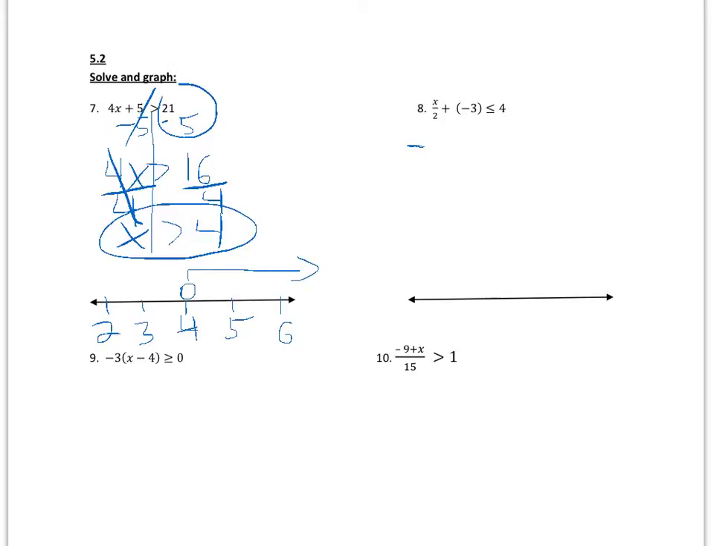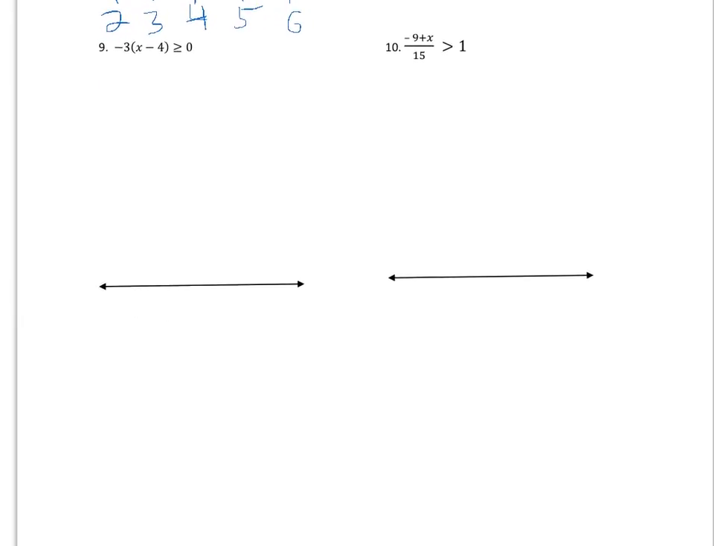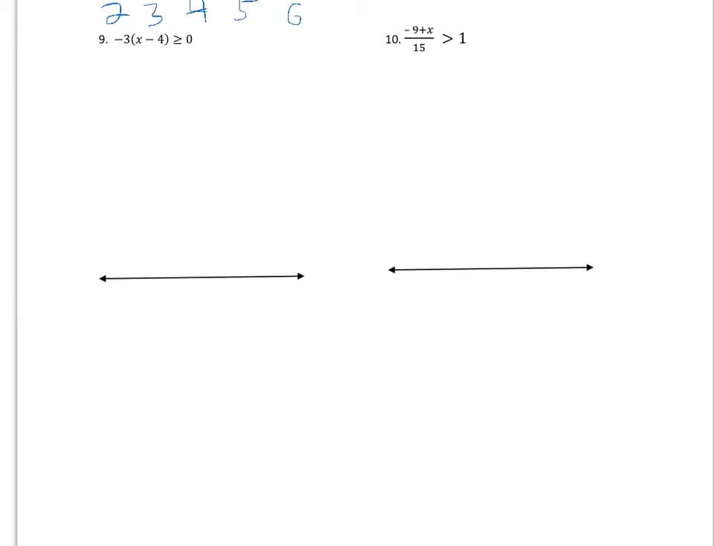Okay, let's skip down. Let's do number 9. Again, what should stand out are those parentheses. We always say those are the flashing lights. Let's get rid of it. So we're going to distribute this -3. So I do the arrows. -3 times x is -3x. And then -3 times that -4 is plus 12. And then I have greater than or equal to 0.